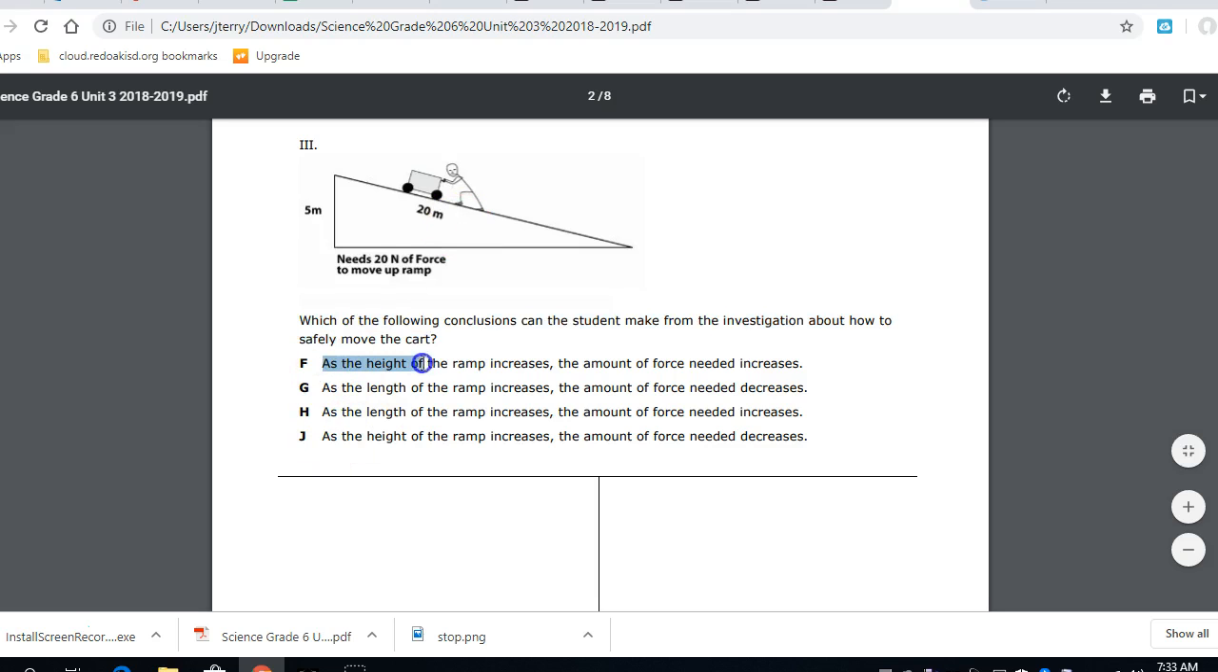Is it F, as the height of the ramp increases, the amount of force needed increases? Is it G, as the length of the ramp increases, the amount of force needed decreases? Is it H, as the length of the ramp increases, the amount of force needed increases? Is it J, as the height of the ramp increases, the amount of force needed decreases?